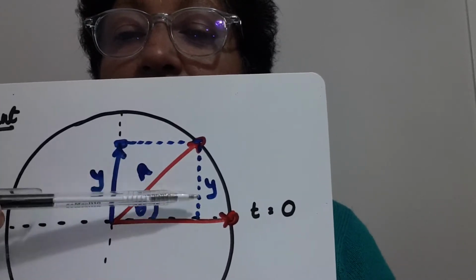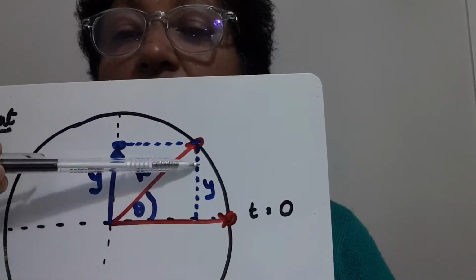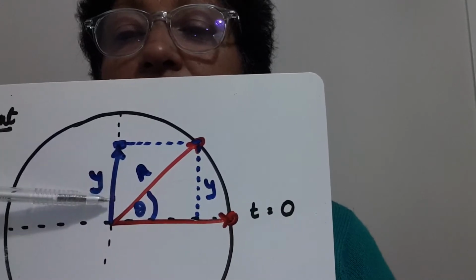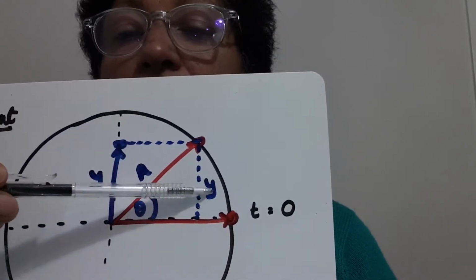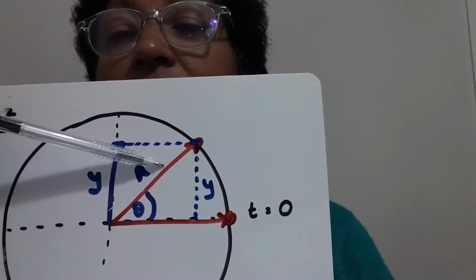So if I complete that triangle, make it a right angle triangle, this dotted line is the same as this bold arrow here, this vector. So that is y, which is the displacement. The length of your displacement phasor is the amplitude.